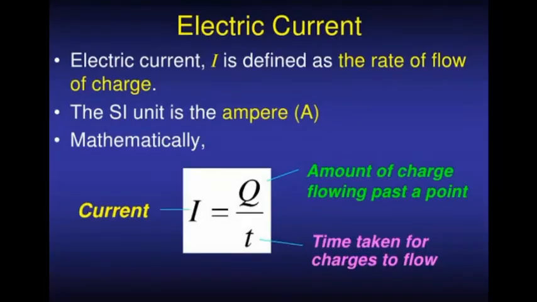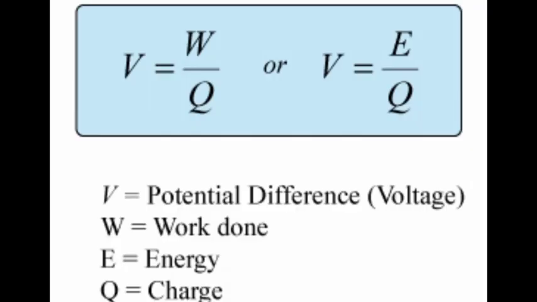So, electric current means the rate of flow of charge. The SI unit of electric current is ampere, and the mathematical equation for electric current is I equal to Q by T. Then potential difference means the work done to move a unit charge from one point to another point. It is represented with the capital letter V, and the equation is V equal to total work W divided by total charge Q, V equal to W by Q. The SI unit is volt, represented with the capital letter V.